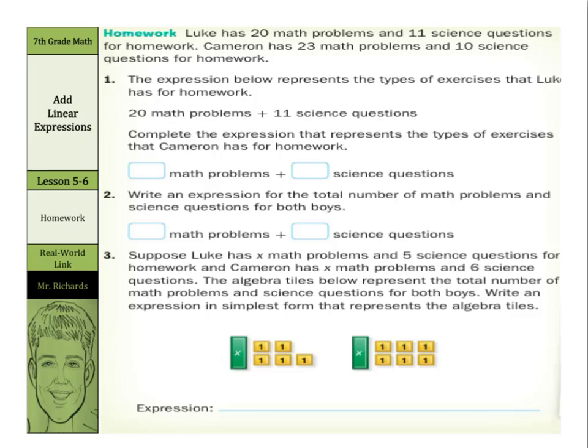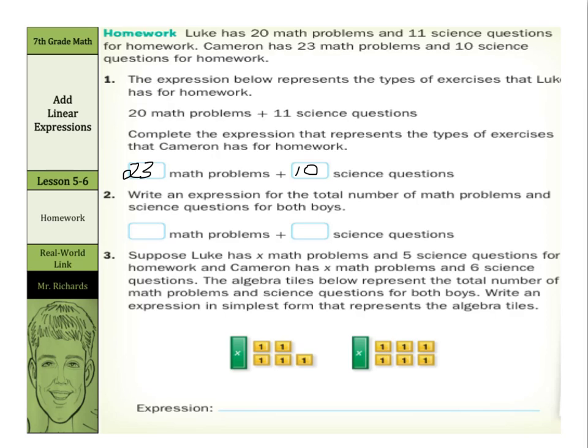The expression below represents the types of exercises that Luke has for homework. We have the 20 math problems and the 11 science questions. Now, complete the expression that represents the types of exercises that Cameron has for homework. And Cameron had 23 math problems and 10 science questions.